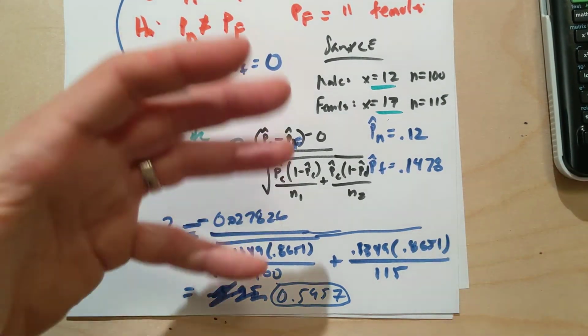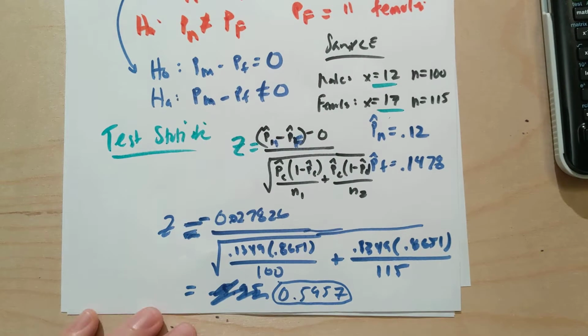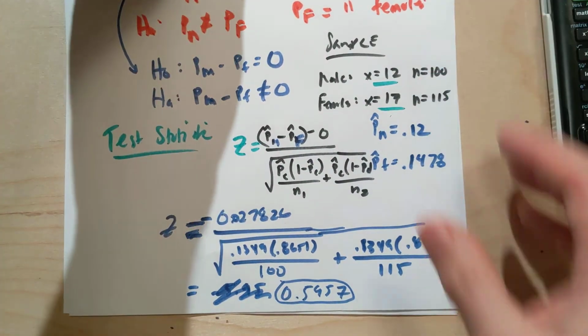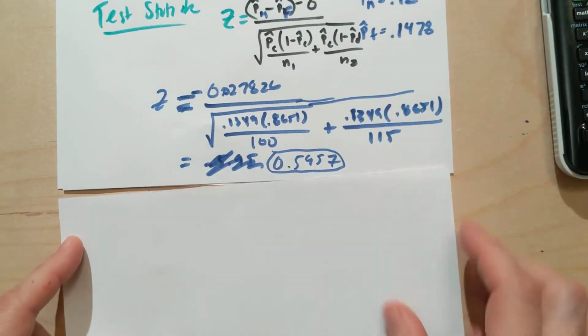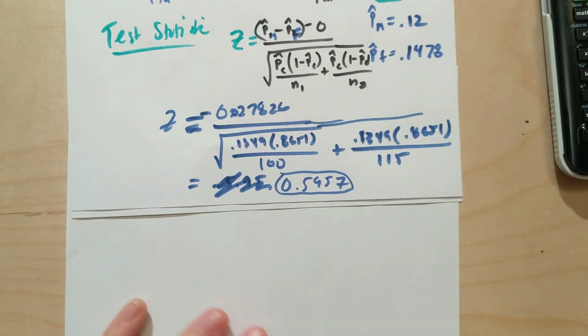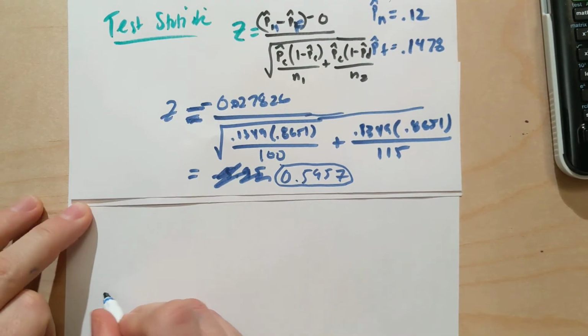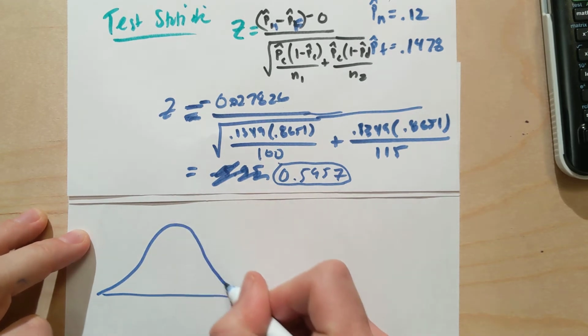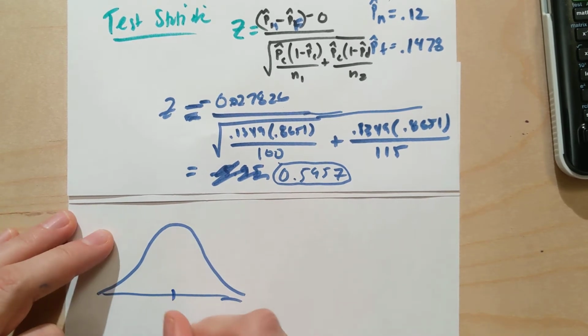So if I wanted to use this test statistic to get a p-value, it's no problem. Let me get another piece of paper here, and I'll put it underneath. To get an actual p-value, remember this would be a two-tailed test, and this will end up being a normal distribution, because proportions always deal with normal distributions.